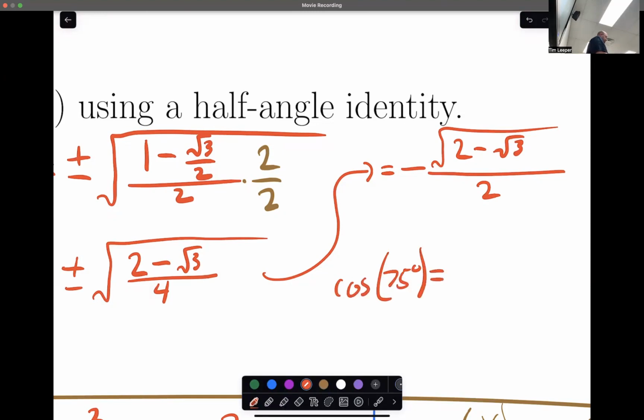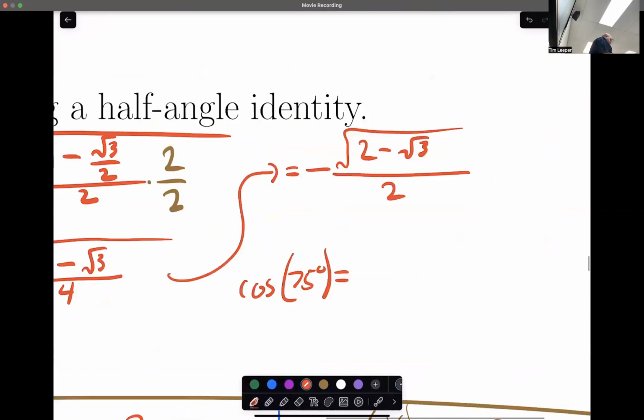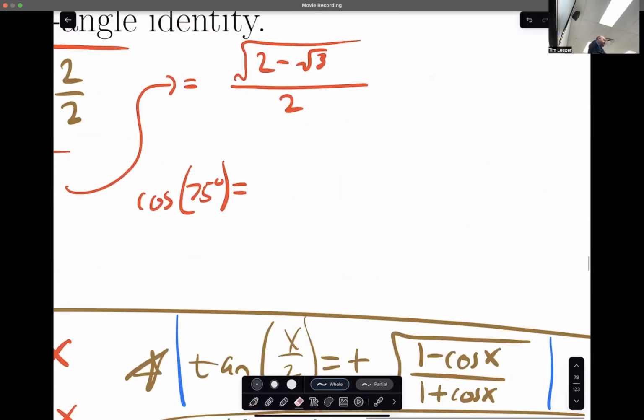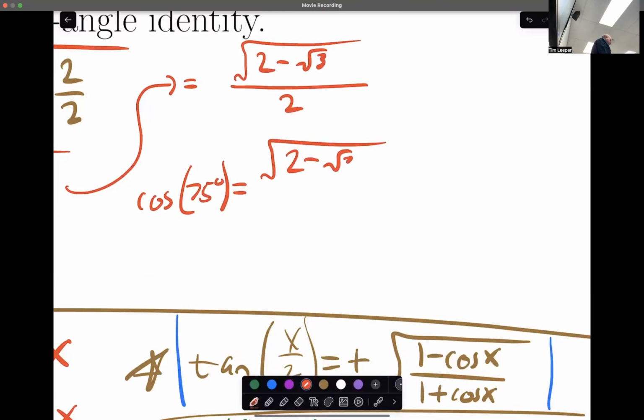So that's telling me that the cosine of 75 degrees is, we're in the first quadrant. Y'all should have yelled at me. That's a positive there, not a negative. Right, 75 degrees is first quadrant. Where did you get second quadrant? That was the 150 degrees. Oh, yeah. So cosine of 75 degrees is equal to the positive square root of 2 minus the square root of 3, all over 2.